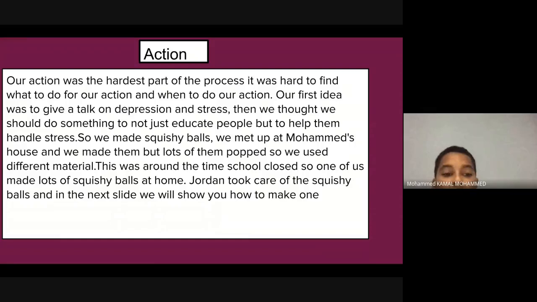We met up at my house and then we made lots of them. But at the same time, lots of them popped. So we used a different material. This was around the time school closed. So one of us took the squishy balls home and at the same time made lots of them. Jordan took care of the squishy balls, and in the next slide, we'll show you how to make one.